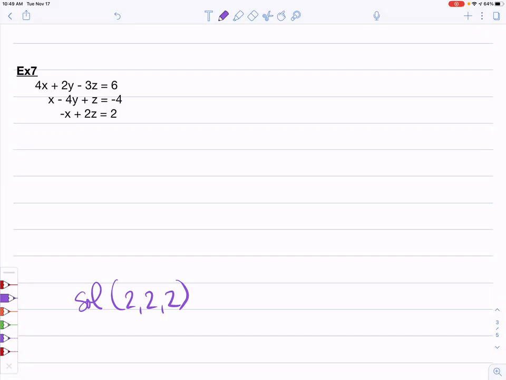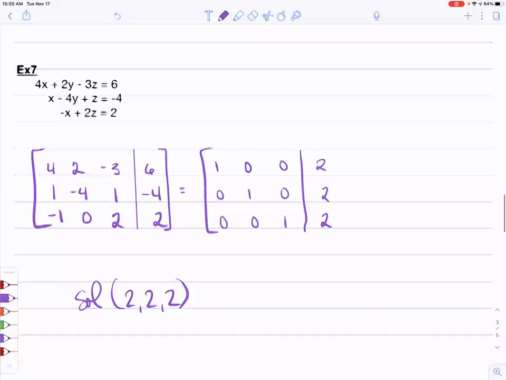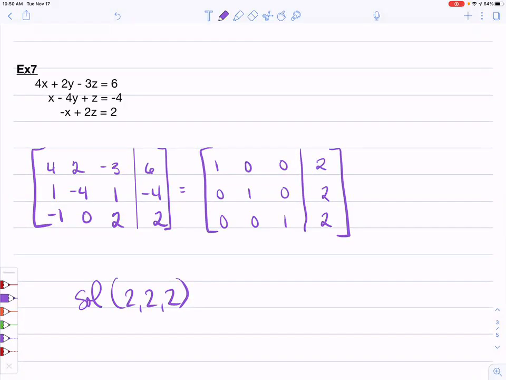What are you writing out first? Yeah, we need my augmented matrix. So 4, 2, -3, 6, 1, -4, 1, -4, and -1, 0, 2, 2. What's the dimension of this guy? It's a 3 by 4. And you should get an augmented matrix where the last column is 2, 2, 2.